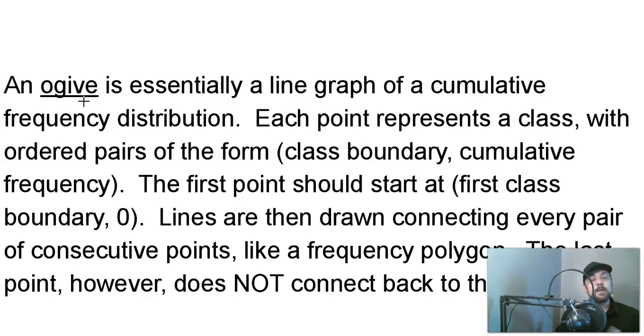Now the class boundary, I should be more specific here, because remember there's really two class boundaries. There's one before the class, there's one after the class. So I guess we could maybe describe them a little bit better as the lower class boundary and the upper class boundary, right? And for each class, we want to use its upper class boundary. I'm still using the straight line thing. Let's switch it. We want to use the upper class boundary here. Okay. The first point should start at the first upper class boundary, comma 0.